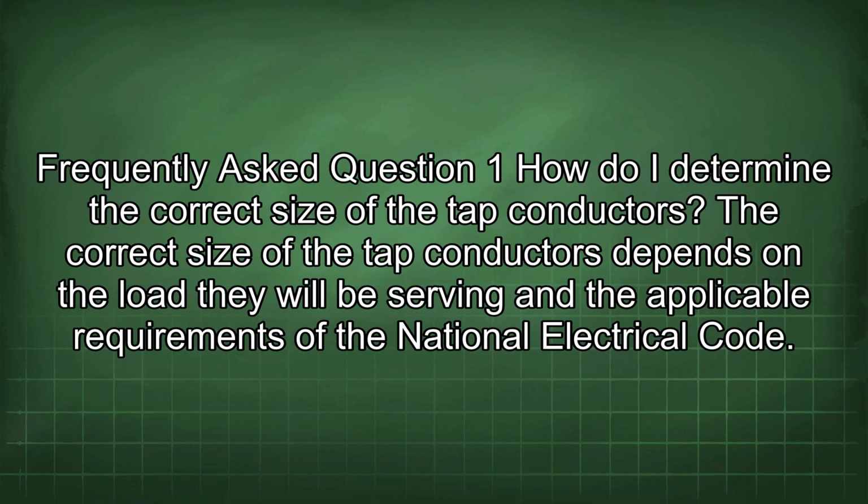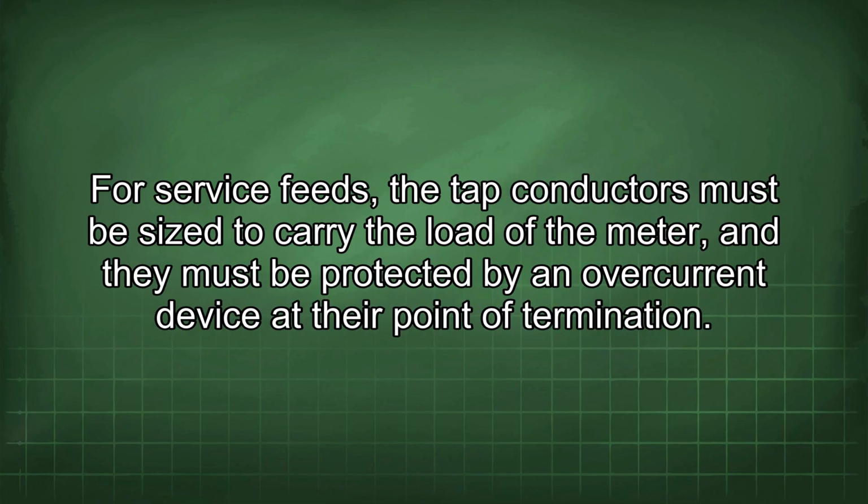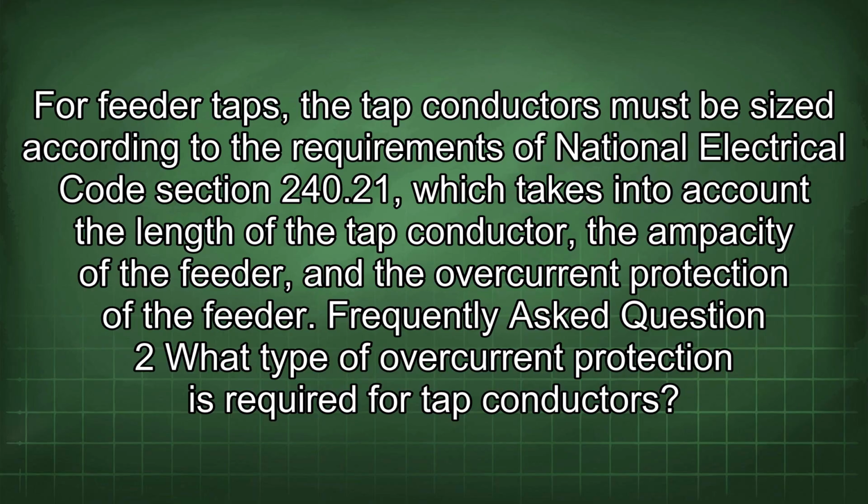Frequently asked question 1: how do I determine the correct size of the tap conductors? The correct size of the tap conductors depends on the load they will be serving and the applicable requirements of the National Electrical Code. For service feeds, the tap conductors must be sized to carry the load of the meter, and they must be protected by an overcurrent device at their point of termination. For feeder taps, the tap conductors must be sized according to the requirements of National Electrical Code section 240.21, which takes into account the length of the tap conductor, the ampacity of the feeder, and the overcurrent protection of the feeder.